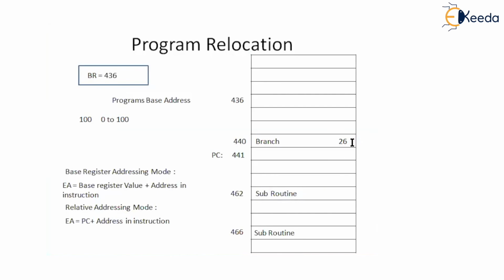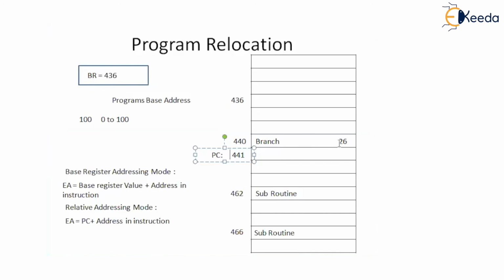So when the address part of the instruction is added to the program's base address, which is available in the base register, we will be branching to the appropriate location within our program. That is the thing. This can also be accomplished by using a relative addressing mode. What is a relative addressing mode? Anyhow, we do have a program counter that is 441, right? I can use the program counter also to direct me to 462. So when I add the program counter and address part, I should be able to direct it to the desired location.